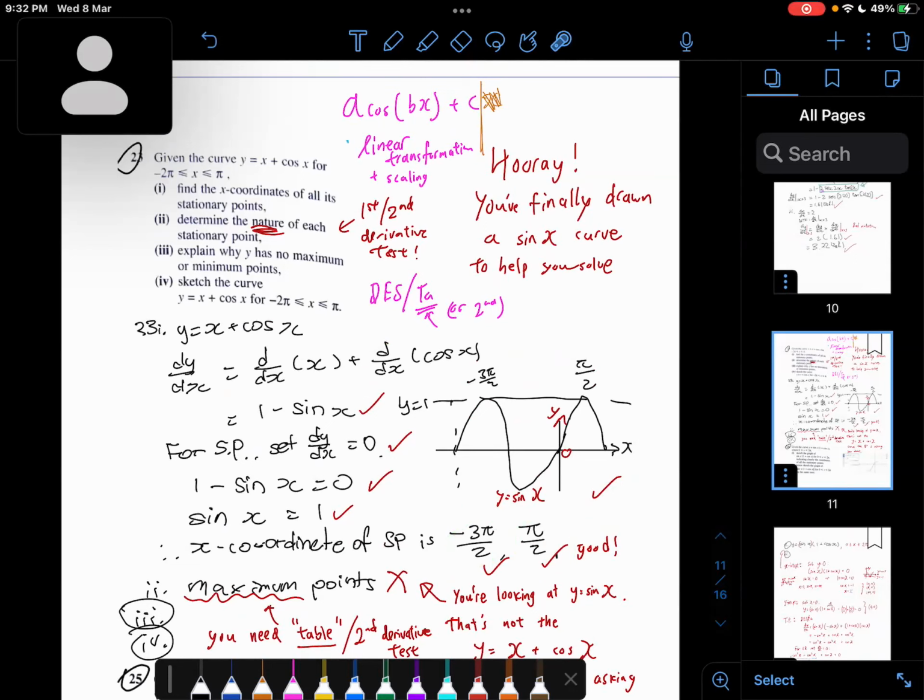Then part 3, explain why y has no maximum or minimum points. The idea is that when you look at these two guys, you try and determine their nature. There are only 3 possible conclusions, right? In general, before you even look at the question: maximum, minimum, or inflection. So here they say not maximum, not minimum. So from there, you can guess already. What do you think is the answer to part 2?